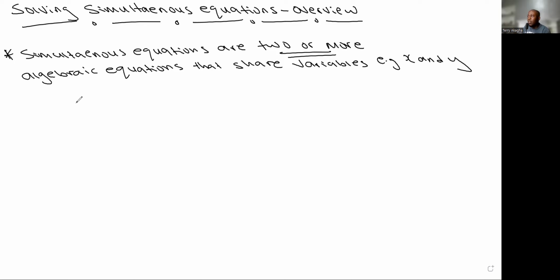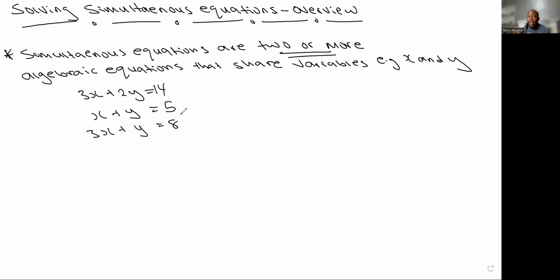For instance, you might have 3x plus 2y is equal to 4, and x plus y is equal to 5. They share the same variables. It could be two, or it could be three, like 3x plus y equal to 14, and another equal to 8. I'm just putting random numbers. So these are simultaneous equations.